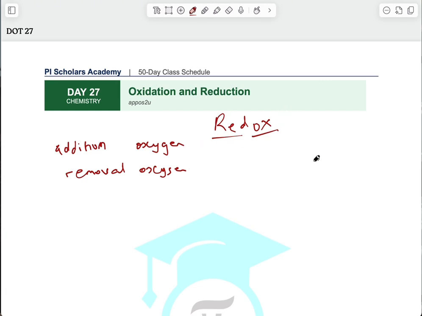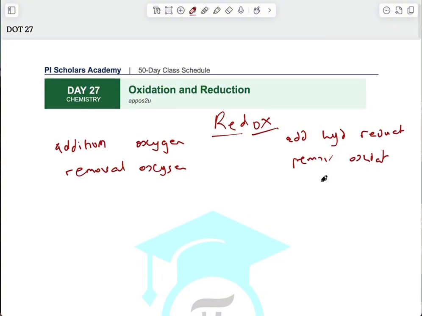Then the one I'm going to define simultaneously with it is the use of hydrogen. In the case of hydrogen, it's actually kind of vice versa. What I mean by vice versa is that it's the reverse case. So when hydrogen is added, you have reduction. And then when you remove hydrogen, you have what? You have oxidation. So let me use this to explain.